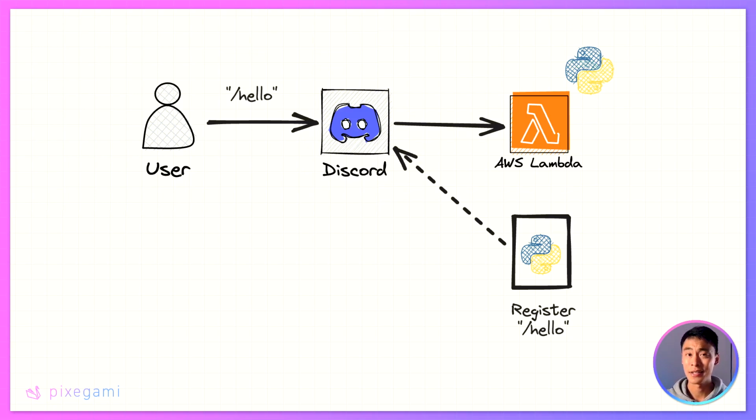Also, we have to let Discord know what commands our bot will support. To do this, we can call Discord's API to register this hello command. That way, when somebody tries to talk to our bot on their server, they'll see a list of pop-ups showing which commands are available for that bot and how you can use them. And we only have to do this whenever we create or update a command.